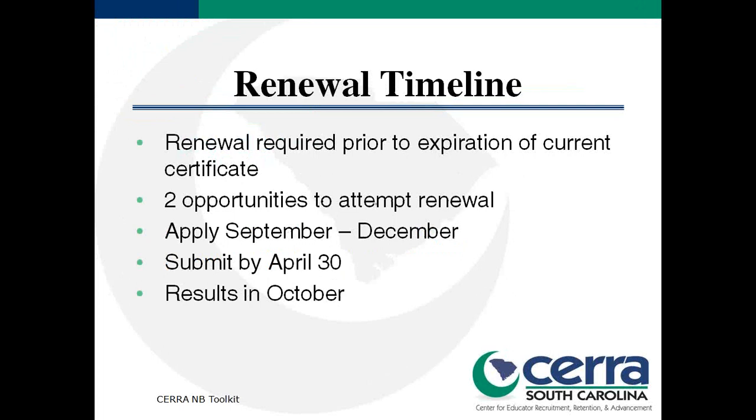Okay, so here's the timeline. We already mentioned that renewal is required prior to the expiration of your current certificate. You've got those two opportunities. And you can apply September through December. So I am assuming that most of you have already applied. You're already in. You got everything sent off to National Board, and you're just looking for some information about what it is that you're going to write up and what you're going to do. You have to have your renewal entry submitted, postmarked by April 30th. You will get your results in October. So we have longer to get our information in, and we get our results back sooner than our initial candidates.